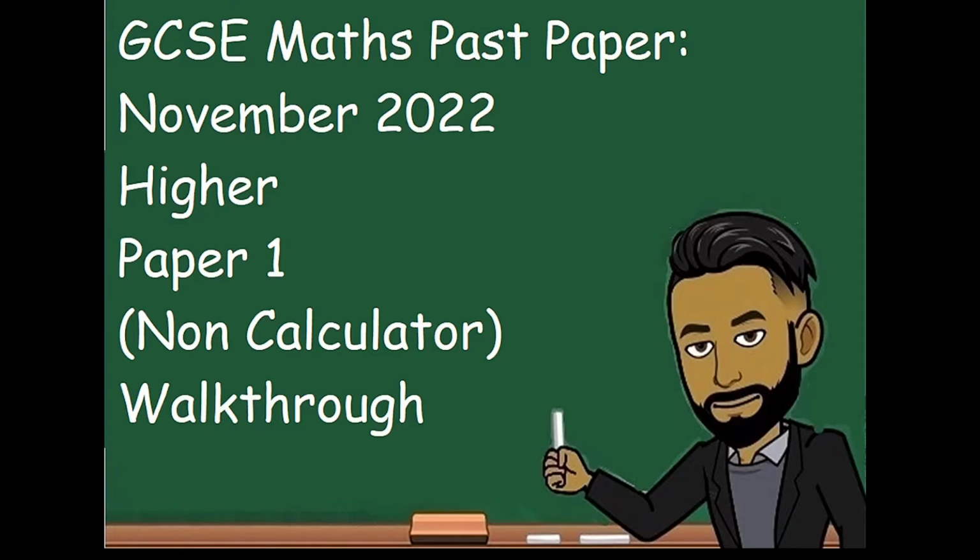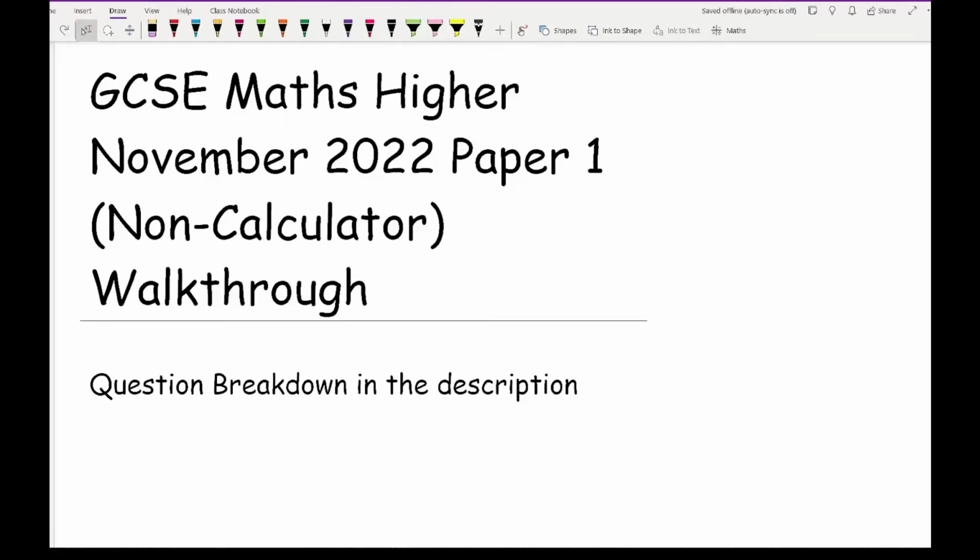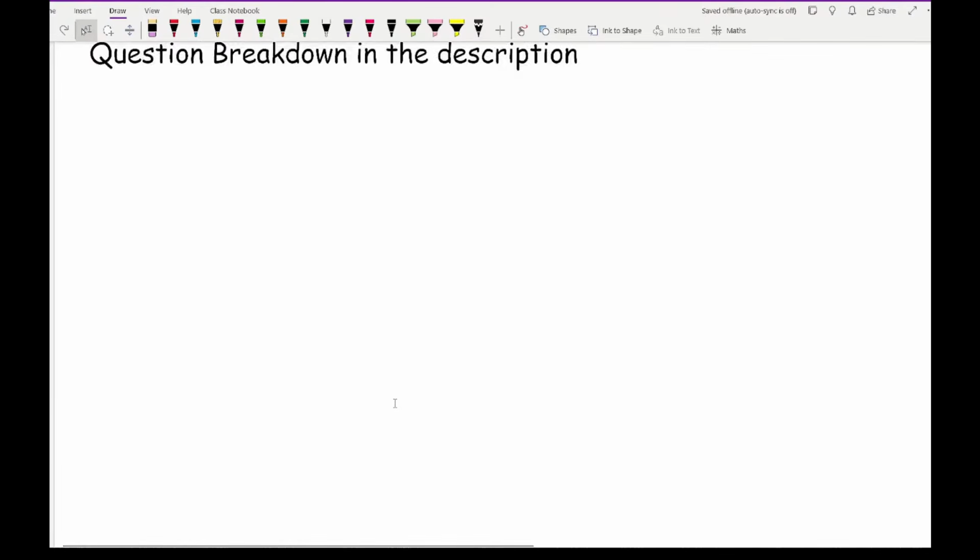So welcome everybody to this latest video on 162 Maths, and in this video we'll be going over the GCSE Maths Higher paper of November 22, paper 1, which is the non-calculator paper. Now as always, I'll include a question breakdown in the description below so you can see which questions refer to which topic. So let's get started on this November 2022 paper 1, which is a non-calculator on the higher tier.